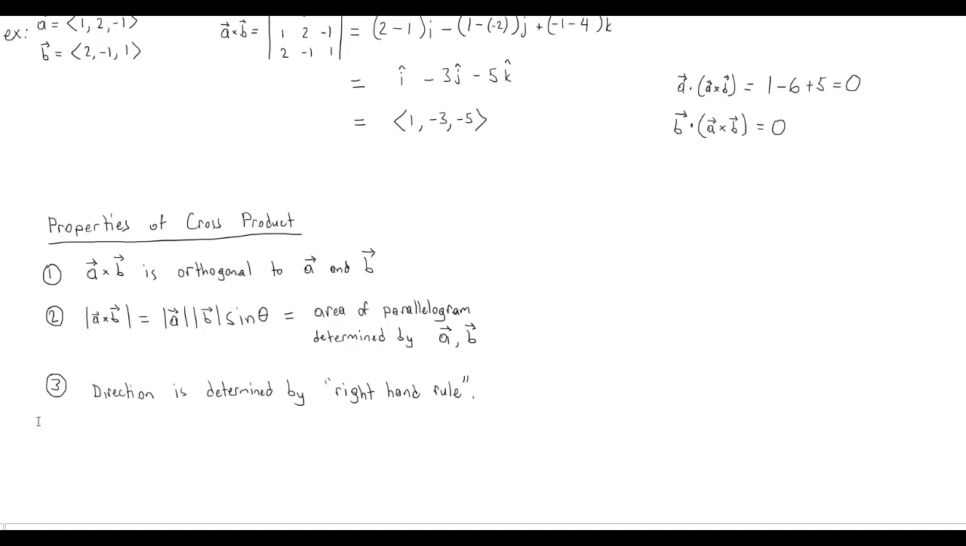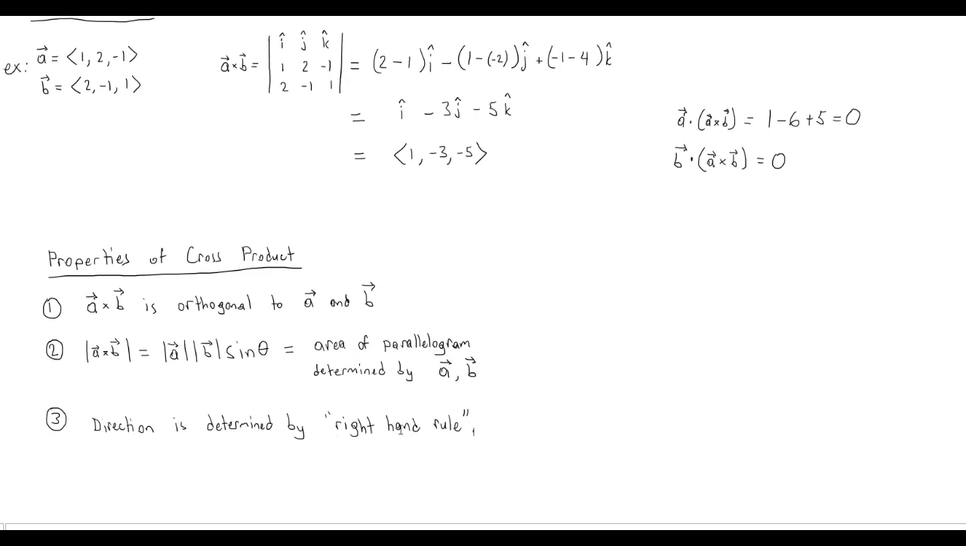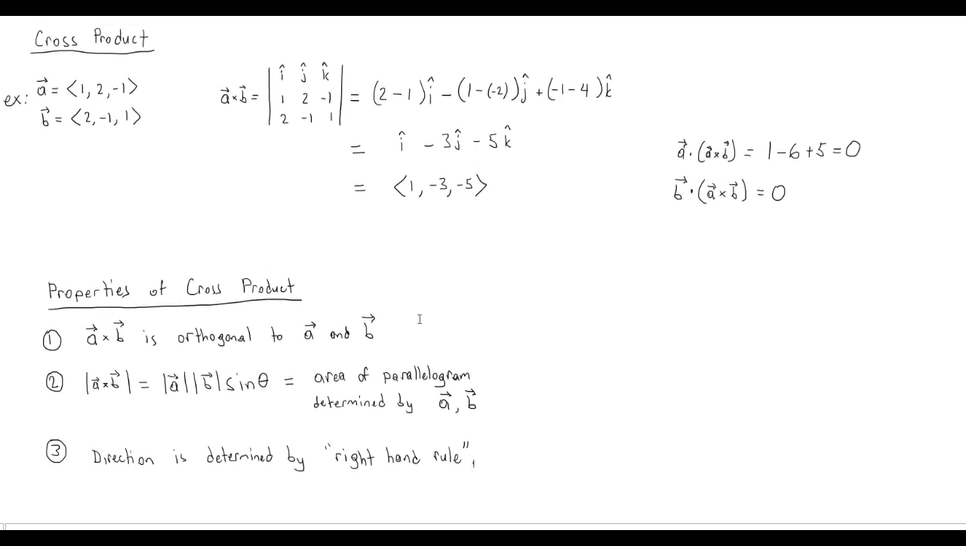Okay. I think that's all that I really wanted to mention about the cross product. And for us, again, I think the most important property of the cross product is property number 1, okay? So again, the cross product is orthogonal to both of the vectors that you crossed, okay?